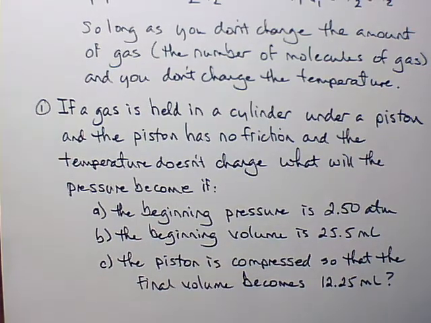Okay? So if a gas is held in a cylinder under a piston and the piston has no friction and the temperature doesn't change, what will the pressure become if the beginning pressure is 2.50 atmospheres, the beginning volume is 25.5 milliliters, and then the piston is compressed so that the final volume becomes 12.25 milliliters. So that's your practice question.